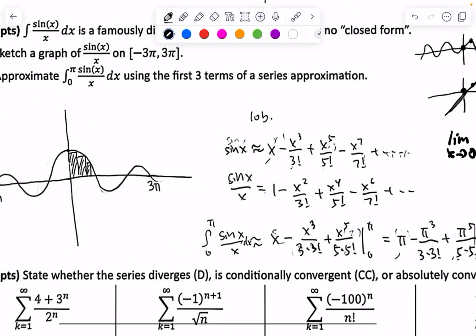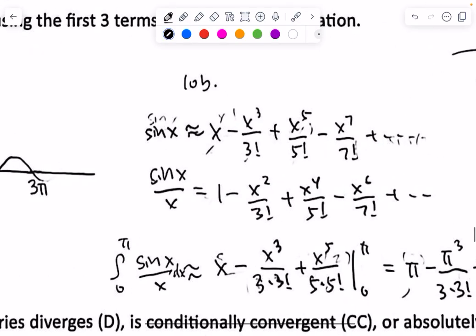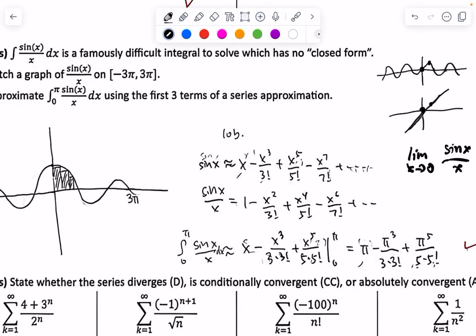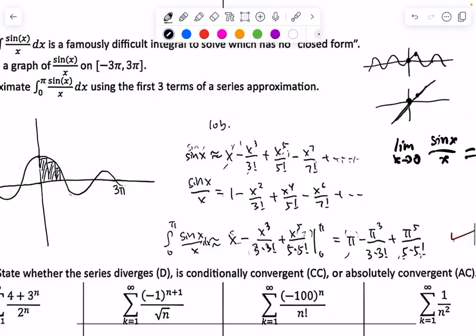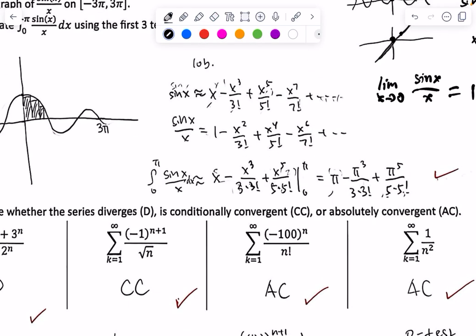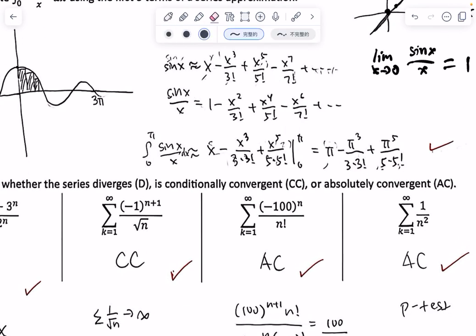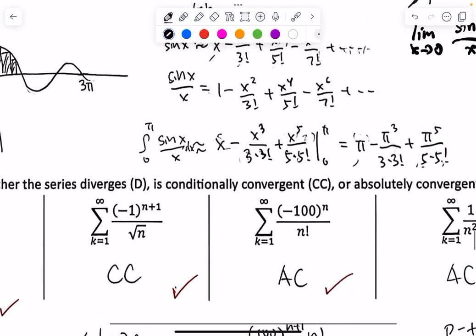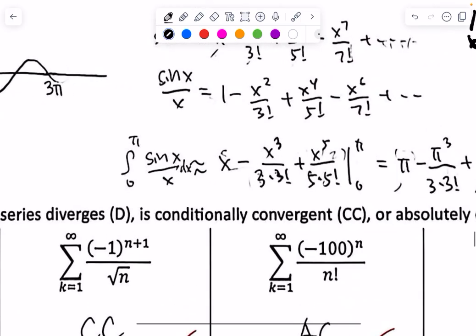And then 10b. The first thing we want to do is represent sine x as this polynomial expansion. And again, if we can do something to the function, we can always do it to its polynomial. So we can divide by x on both sides, giving us this. And then we can integrate both sides from 0 to pi.